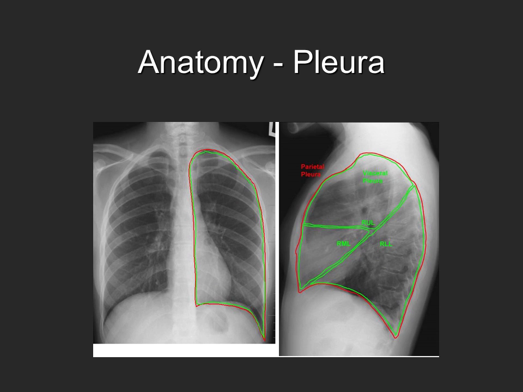Outlined in green is the visceral pleura. The visceral pleura of two adjacent lung lobes make up the fissures. The parietal pleura is outlined in red. This thin tissue covers the interior of the chest wall and the diaphragm.